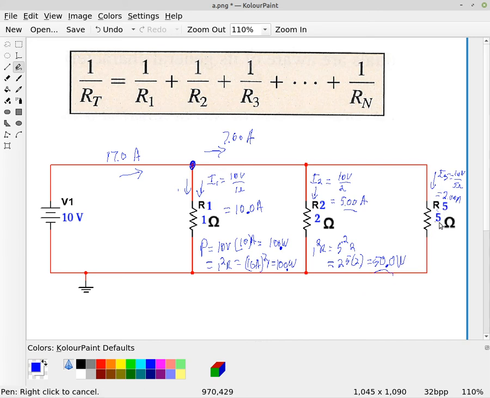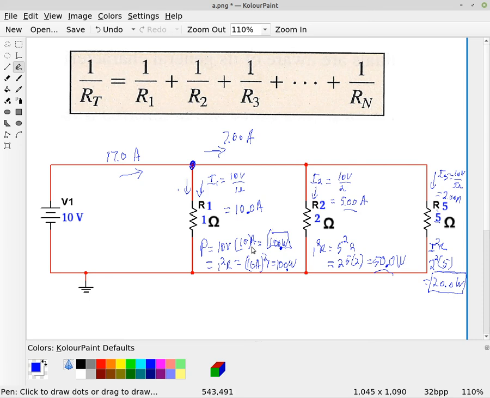Similarly, R5 is 5 ohms, so that's I squared R, so we have 2 amperes squared times the 5 ohms, which means it's using 20 watts. So it'd be 20.0 watts. So it's using 1/5 of the wattage that R1 is using.